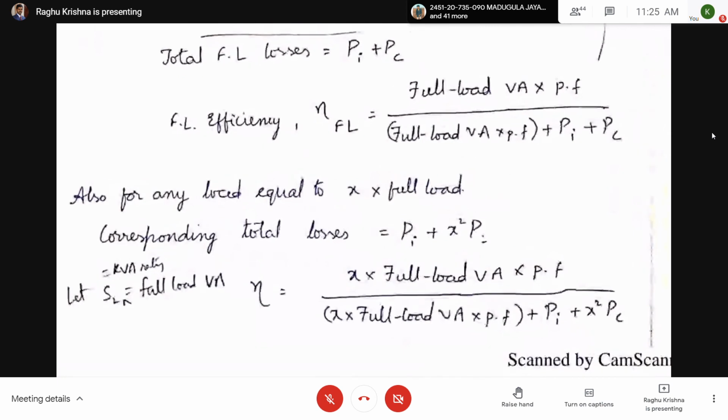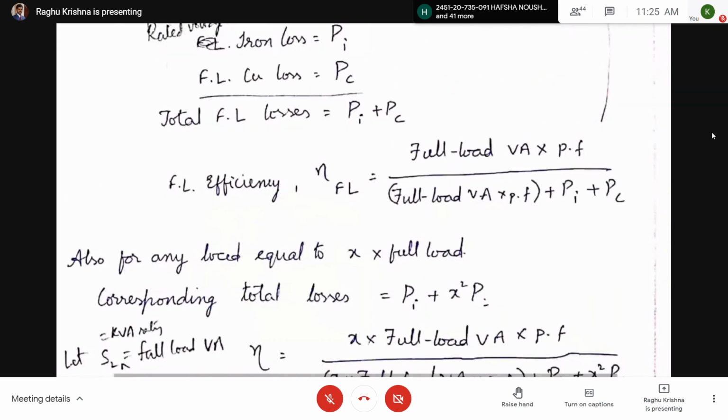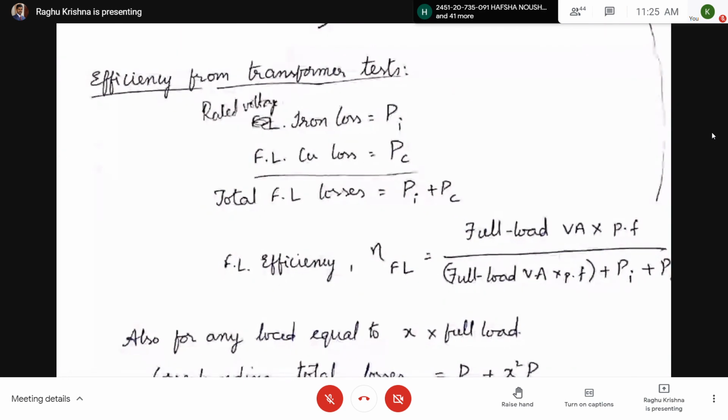So for efficiency, there is a definition. At rated voltage, iron loss equals Pi. As we are going to apply rated voltage, and iron losses depend upon the voltage, Pi will be constant. Full load copper loss equals Pc. If you add these two, the total loss at full load is Pi plus Pc, where Pi is the iron loss and Pc is the copper loss.